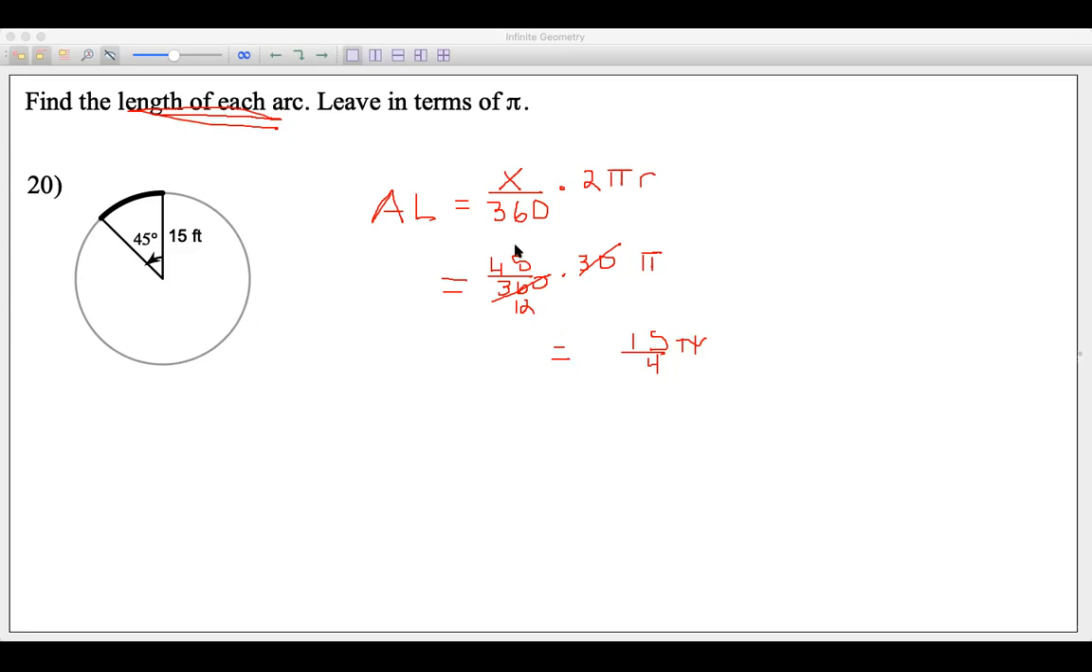I reduced this whole big honkin' 45 over 360 times 30. I reduced that whole thing multiple times. I'm dividing it by 3. 3 goes into 12 4 times. 3 goes into 45 15 times.